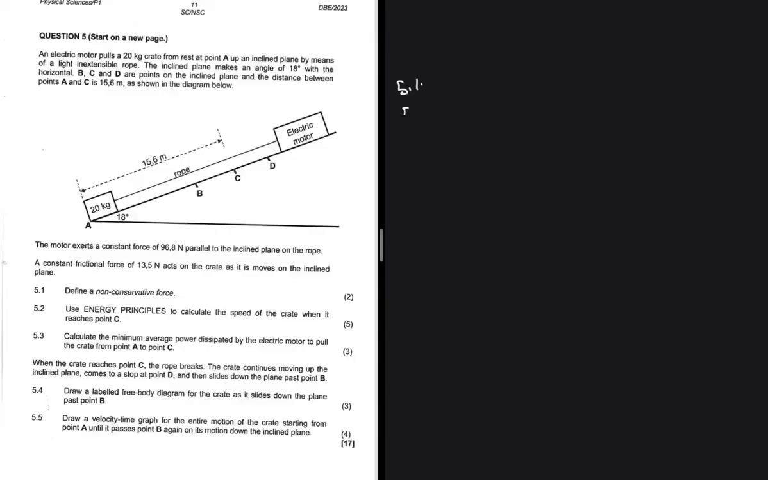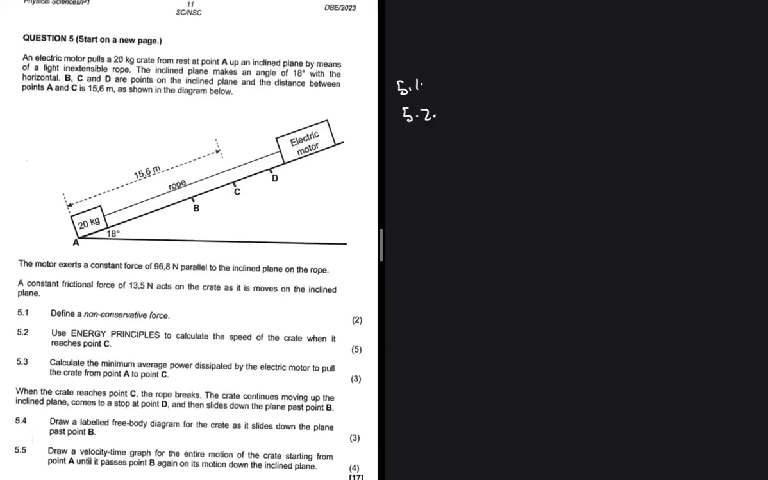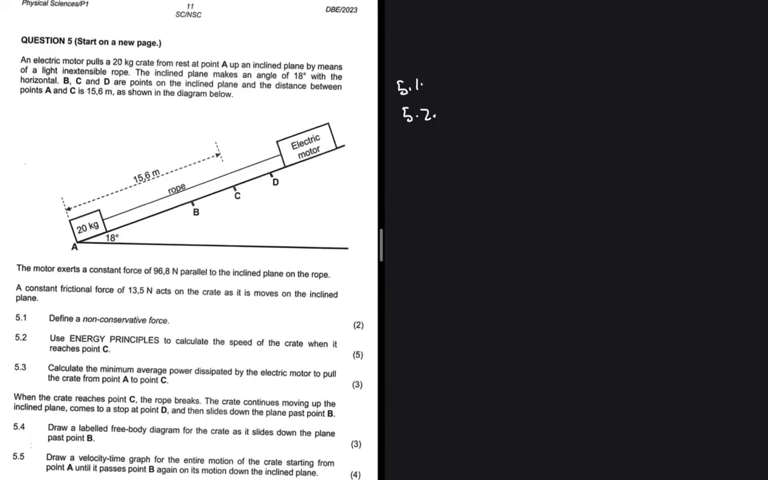Right? And then 5.2, let's use energy principles to calculate the speed of the crate when it reaches point C. Right, so let's see what's going on here. We have an electric motor that pulls a 20 kg crate from rest at point A, right, up the incline by means of a light inextensible rope. And then we can see that the incline makes an angle of 18 degrees with the horizontal. B, C, and D are points in the incline plane.